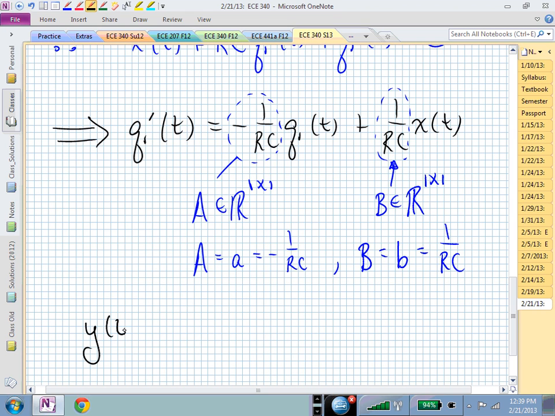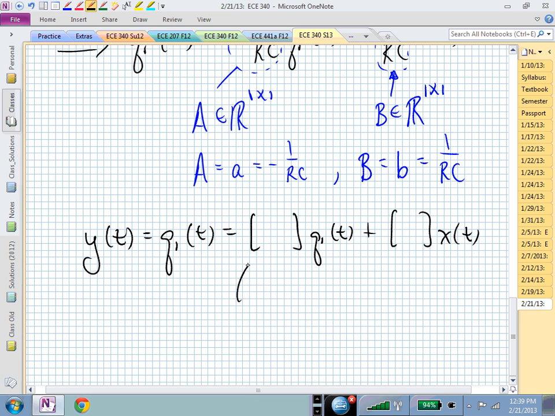If somebody wants the output equation, that's pretty easy. Y was just Q1, but if we write it in state space form, this is now our C matrix. That's also 1-by-1. Here is our D matrix. We have one output and we had one input. It's 1-by-1, and we have then C is just 1.